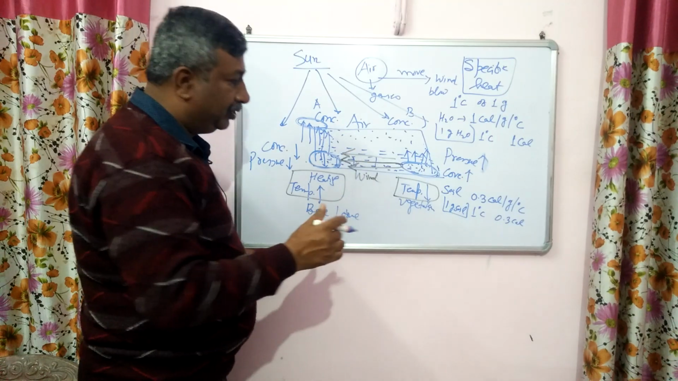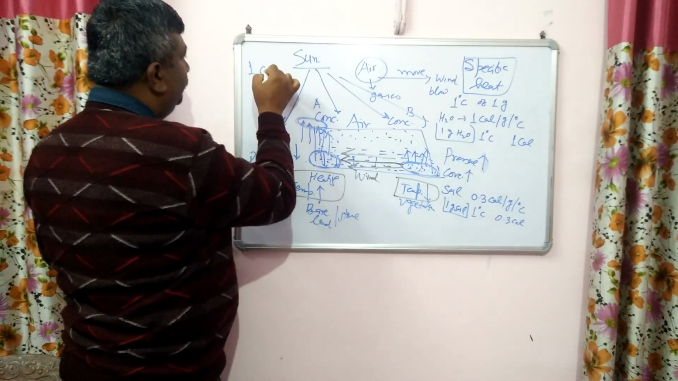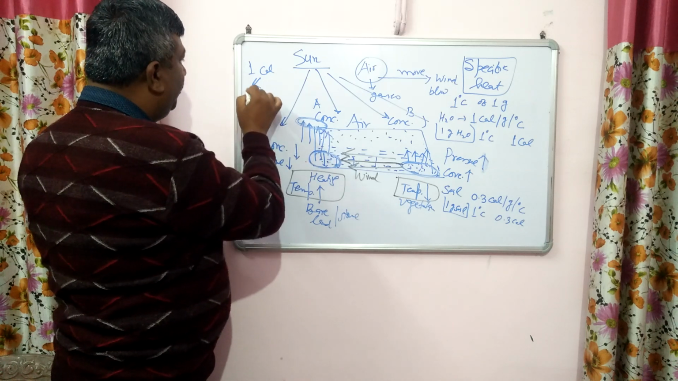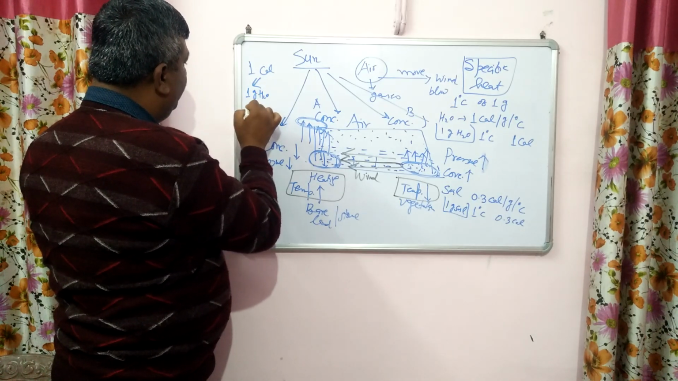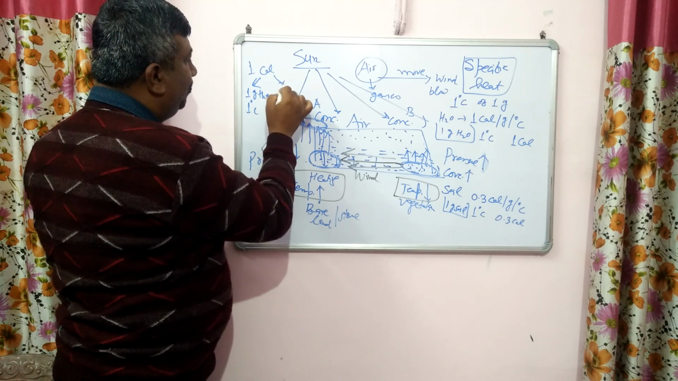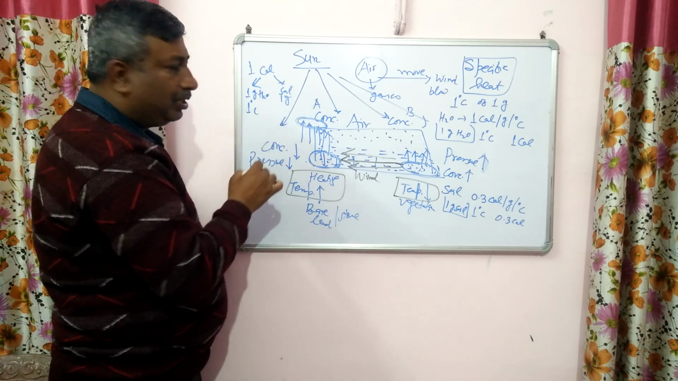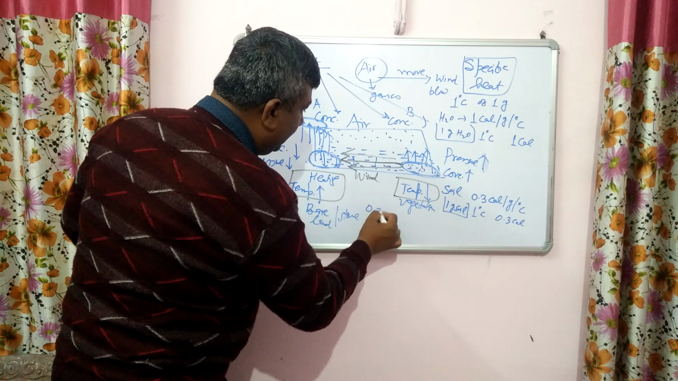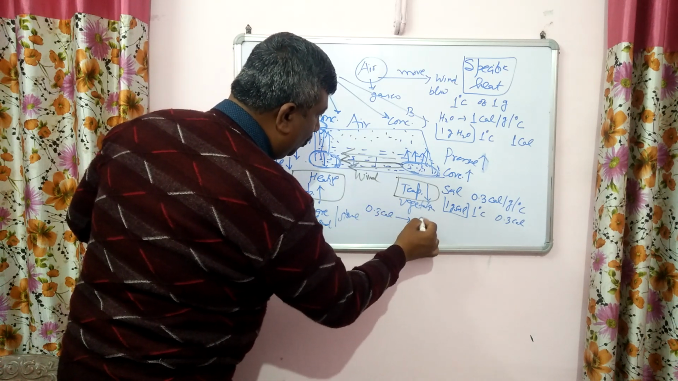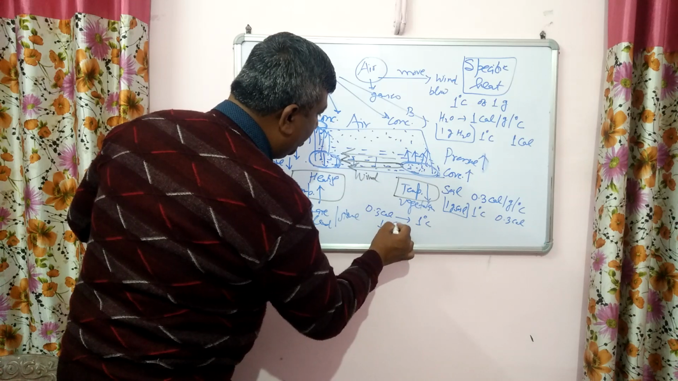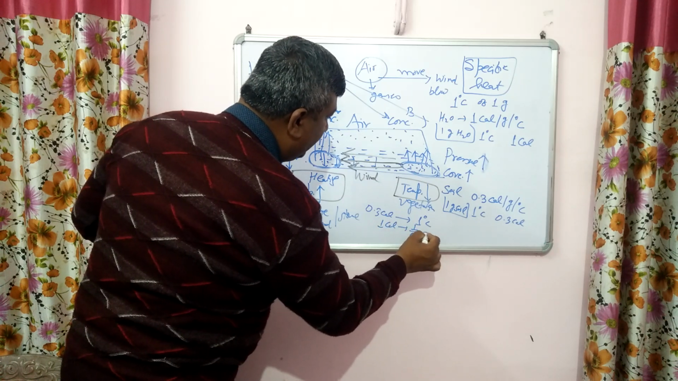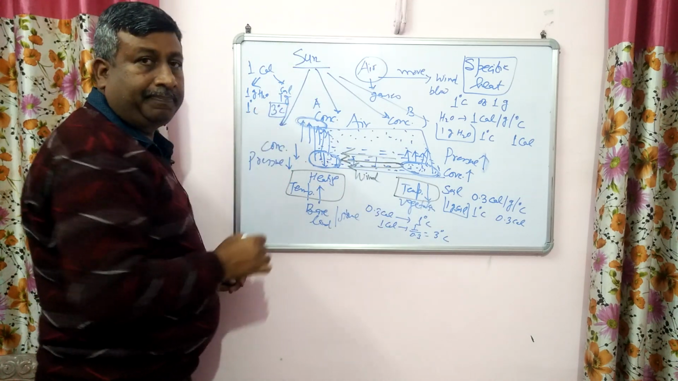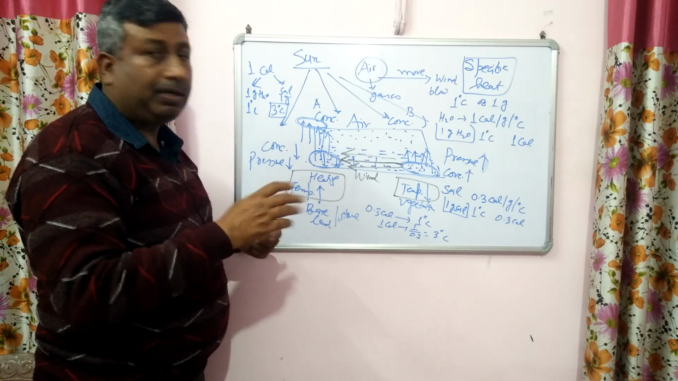Suppose solar radiation is 1 calorie. Then this 1 calorie increases the temperature of 1 gram water by 1 degree centigrade. But in case of soil, it will increase the temperature of 1 gram soil about 3 degree centigrade. Simple mathematics is that 0.3 calorie is required for 1 degree centigrade, so 1 calorie will increase 1 upon 0.3, that is about 3 degree centigrade. So this is the 3 times difference in the heating of water and land or soil.